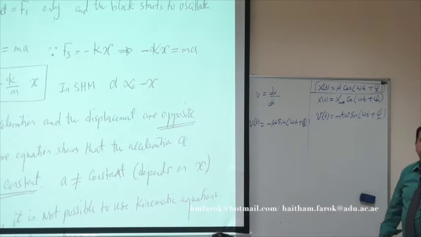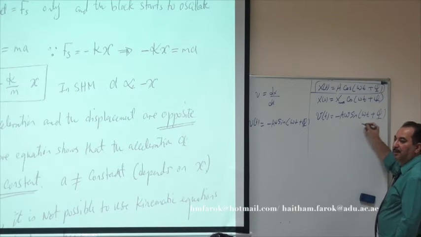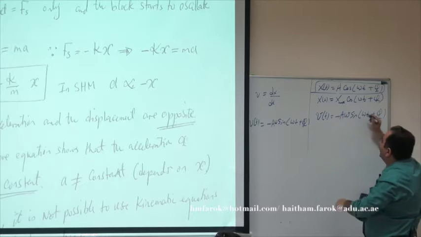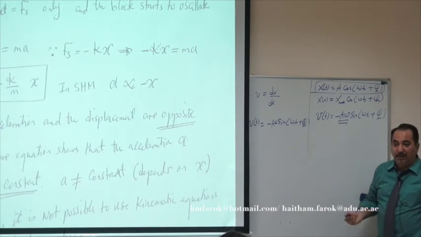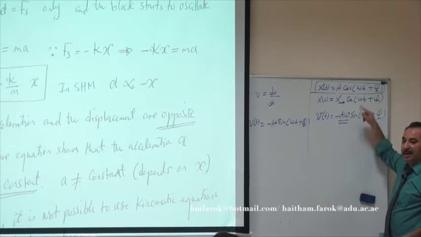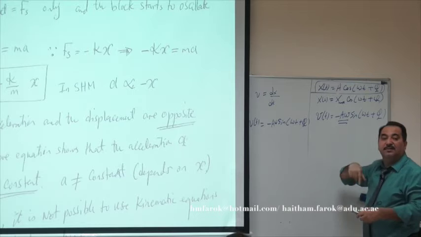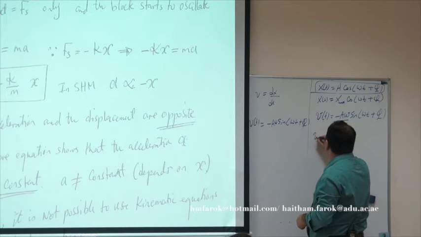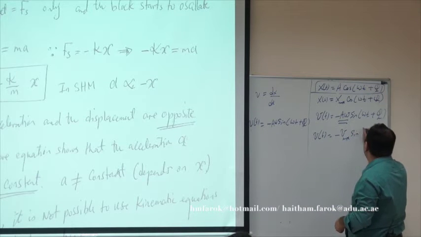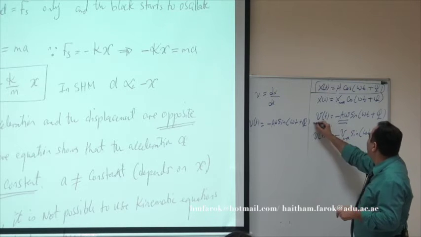Okay, listen everyone, carefully. What's the maximum value of sine? 1. So when this is 1, what is v equal to? Minus A omega. So what shall I call A omega? It's a velocity, yes? But which velocity? Maximum, because this is the maximum value when sine is 1. So now I can conclude that A omega is velocity max. So v(t) equals minus v max sine(omega t plus phi). Of course, what you have in the formula sheet is not this one.